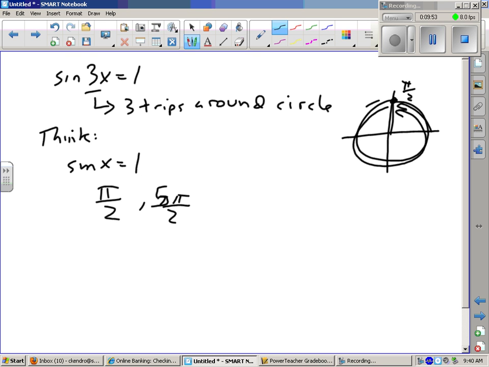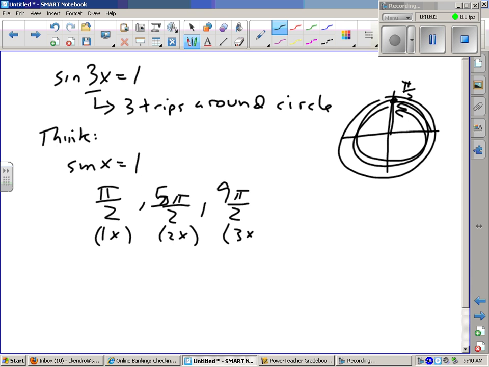And if I go around another time, I'm going to be at 9 pi over 2. So this is 1 time around, this is 2 times around, and this is 3 times around the circle. So what we've done is find where sine of x equals 1 three times around the circle, but we need it to be 3x. So basically, we're putting a 3 in here, so we're multiplying x by 3, so all of these, to keep it balanced, we have to divide by 3, which means multiply the denominator.